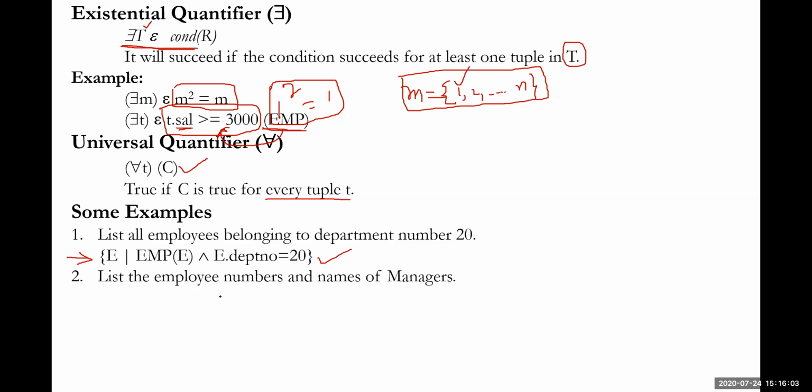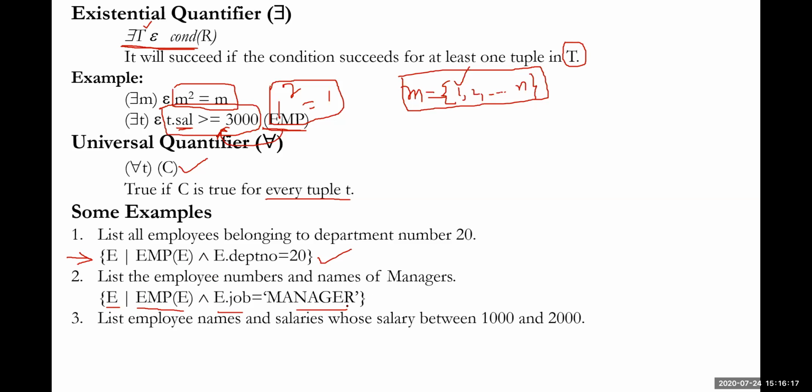And list all employees' numbers and names of managers. So look at this: E such that employee.E and E.job equal to manager. In this way, you have to specify something like this.